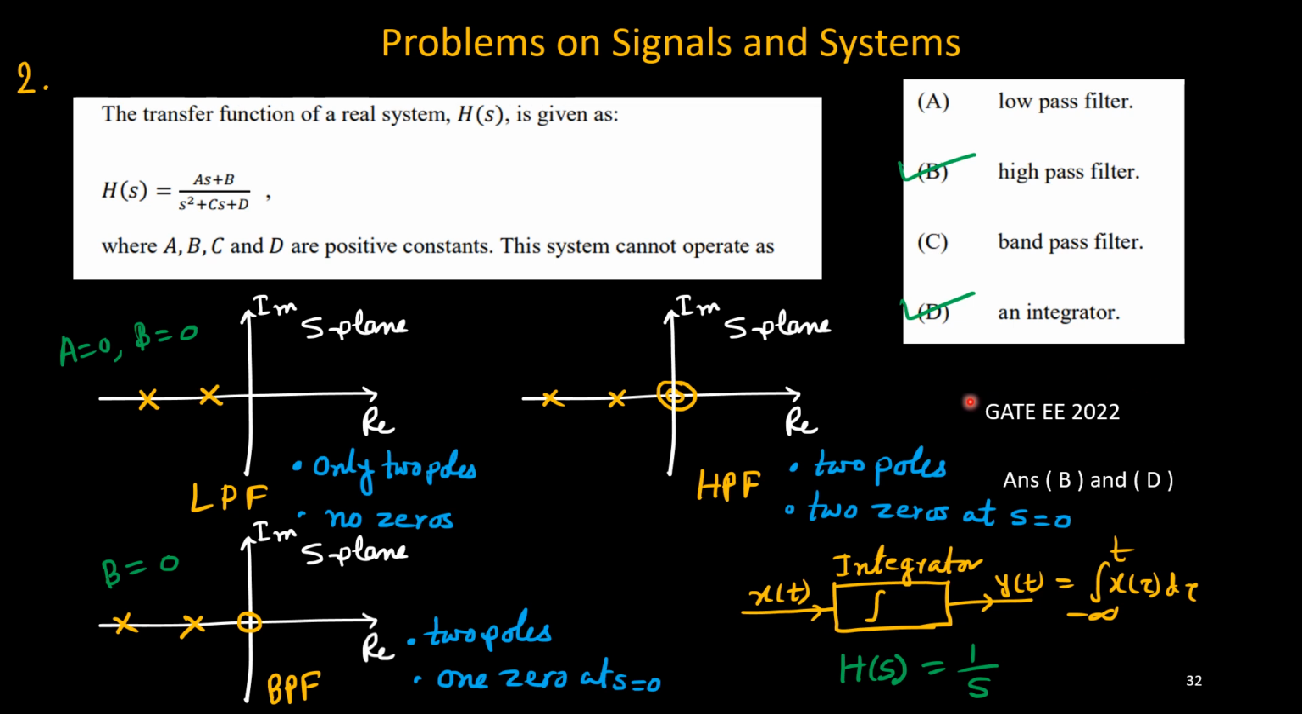This is the problem from GATE EE 2022, right? But from my concept, this D can be designed. D means integrator can be designed as well. So the only thing, high pass filter cannot be designed, right? Okay, so we'll go to the next problem.